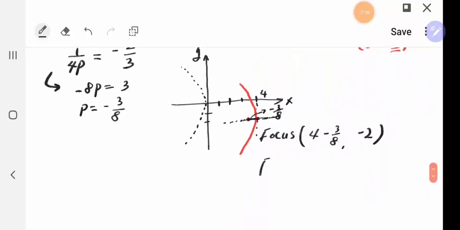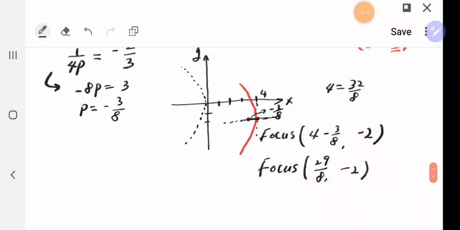Then the actual focus will be 4 minus 3 over 8. 4 will be 32 over 8. So 32 minus 3 is 29 over 8, and the y coordinate is negative 2. So that is the focus.